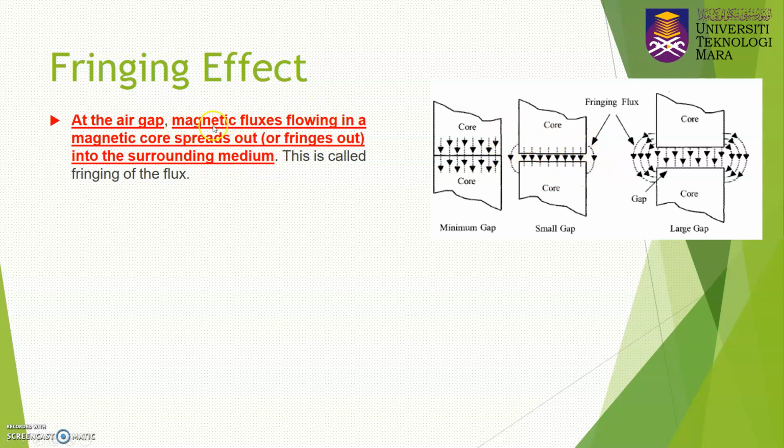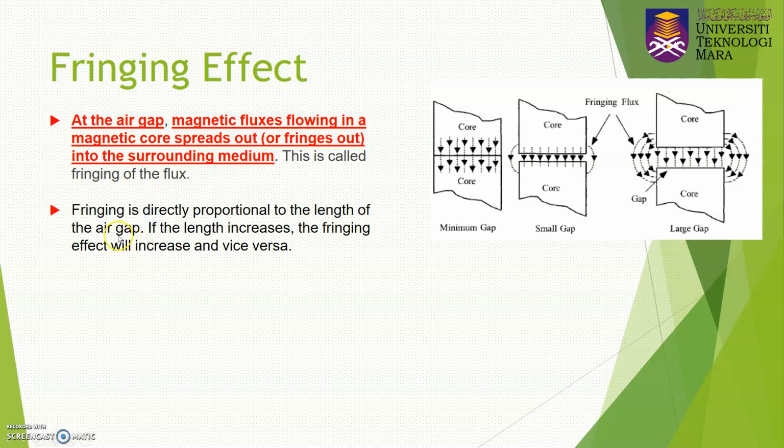In other words, at the air gap, the magnetic flux flowing in the magnetic core spreads out into the surrounding medium, meaning that it is fringing out into the surrounding medium. This line is considered the fringing flux. If the air gap becomes larger, more fringing effect can happen. Fringing is directly proportional to the length of the air gap. If the length increases, the fringing effect also increases. The smaller the air gap, the less fringing effect will happen.